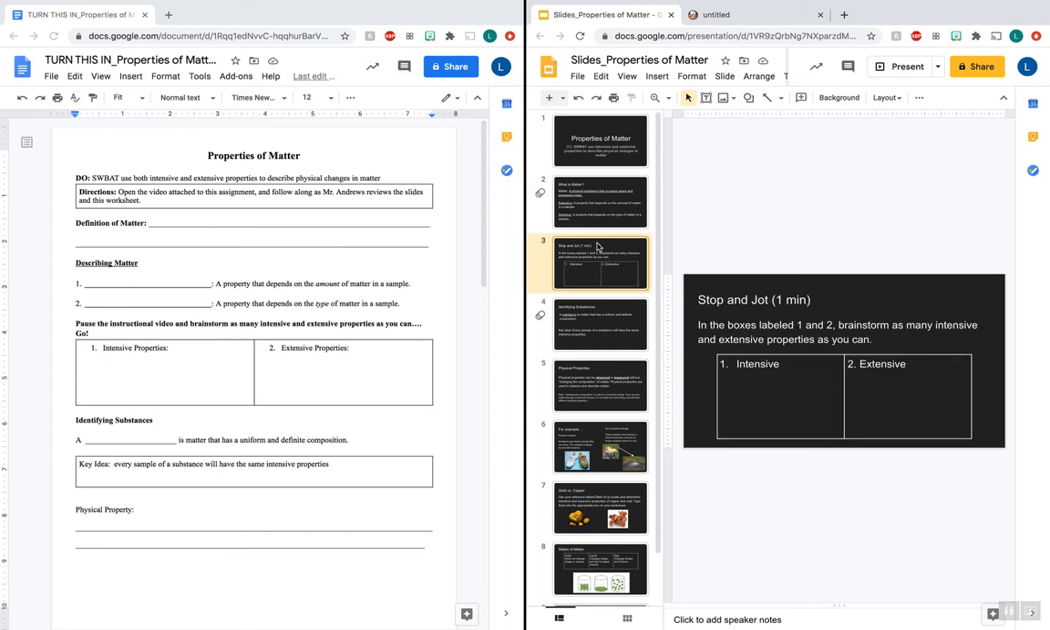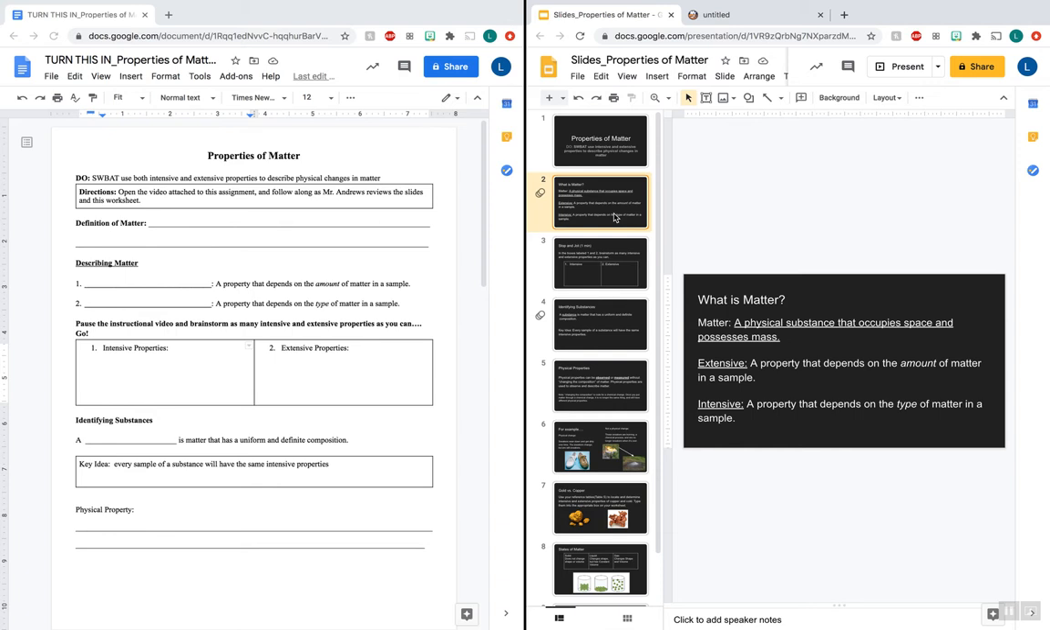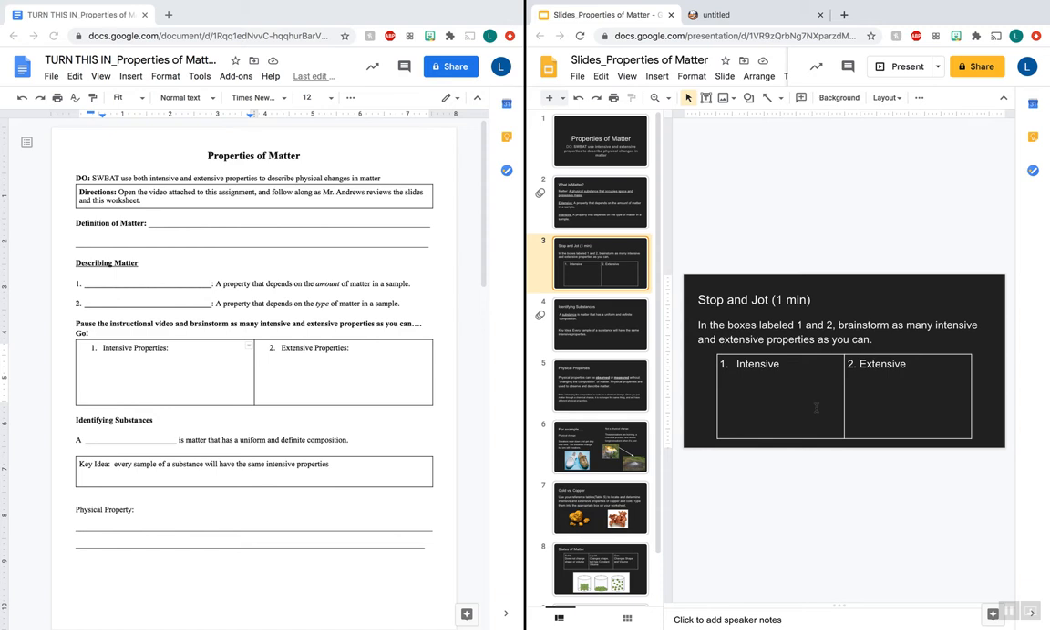So what I want you to do now is pause this video for a minute, and in your worksheet over here, I want you to type as many intensive and extensive properties as you can think of using those guidelines. Extensive properties, property that depends on the amount of matter. Intensive, property that depends on the type of matter. Okay, so pause. And I'm going to assume that you paused for a minute and unpaused, and I'm going to talk about this a little bit.